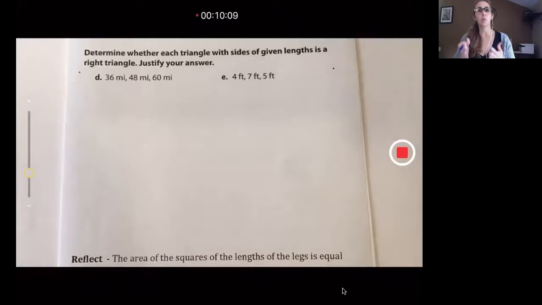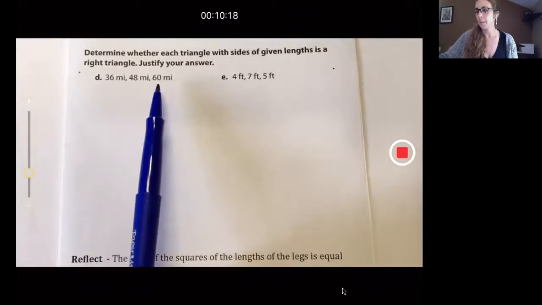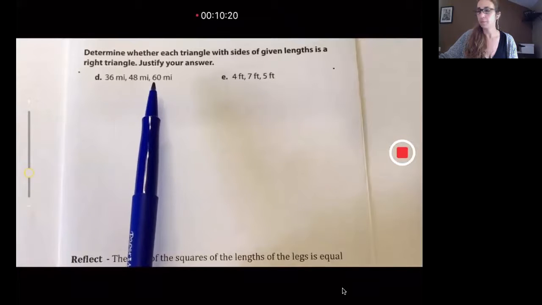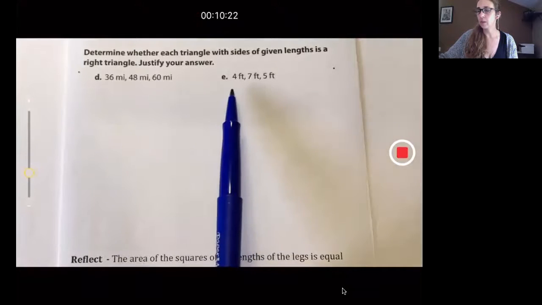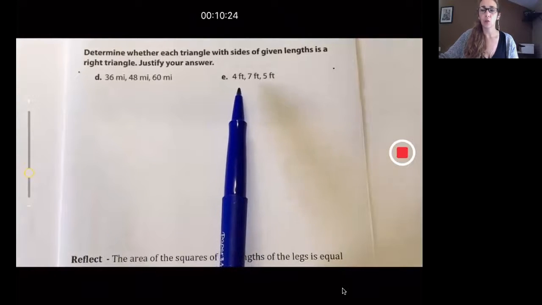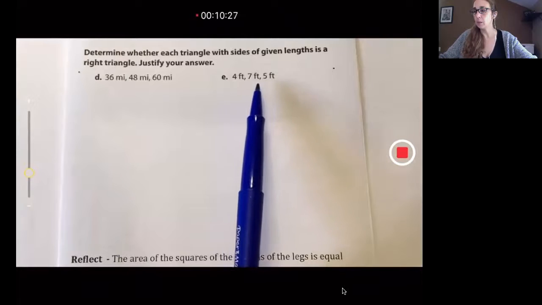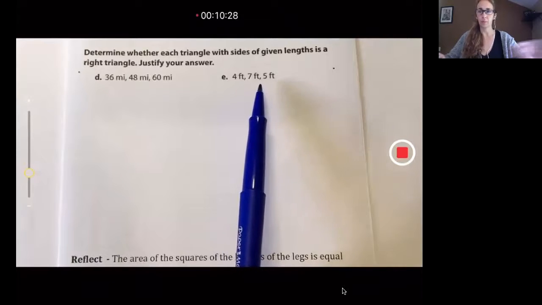And also be careful, because you'll notice this one gives you 36, 48, 60. They're in order from smallest to largest. But this one, E, is not. It's a 4, 7, and a 5. So just be careful, because they're not always going to be in order.